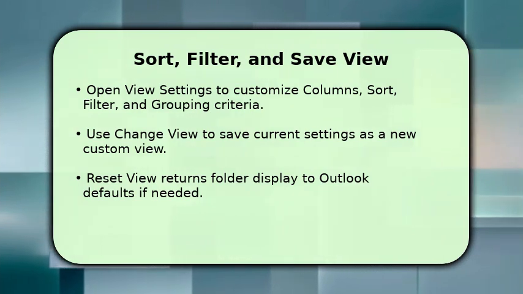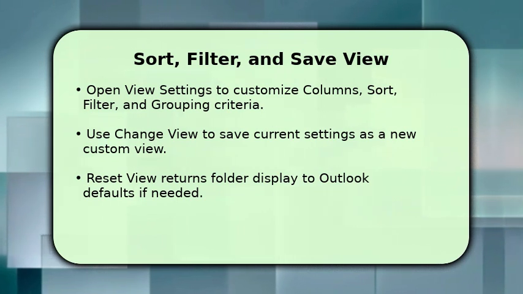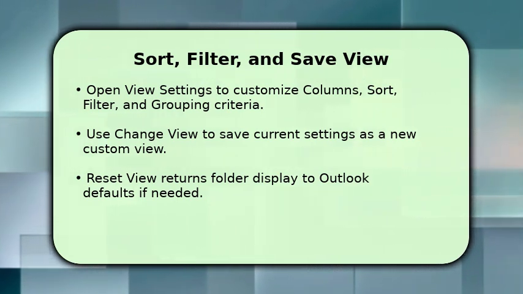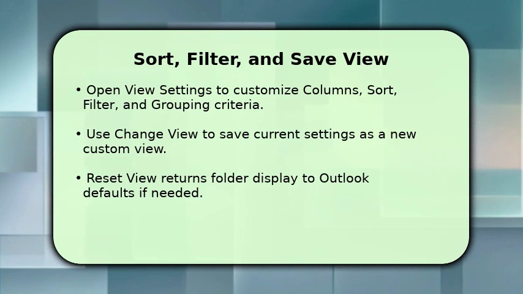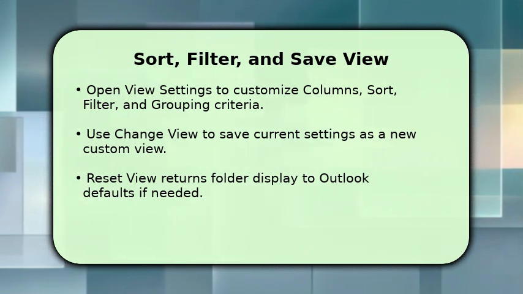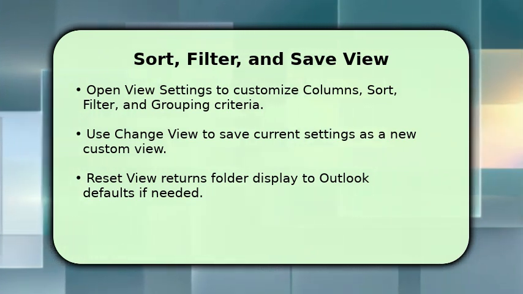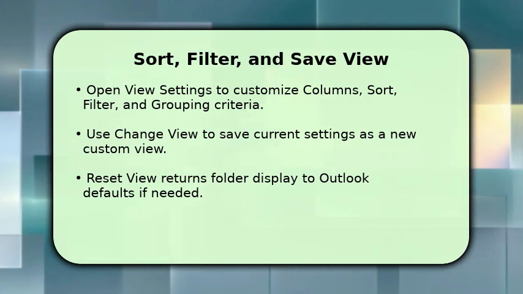Click Columns to add or remove fields like from, subject, date, or size. Use Sort to order messages by date, from, or subject and choose ascending or descending. Apply Filter to show only unread, flagged, or messages from specific senders.